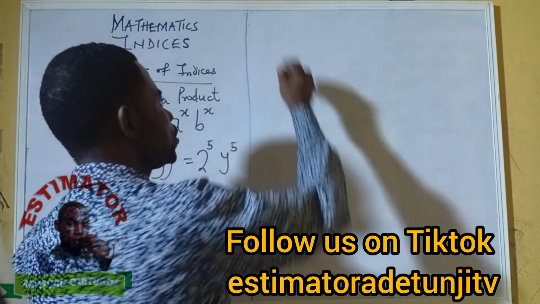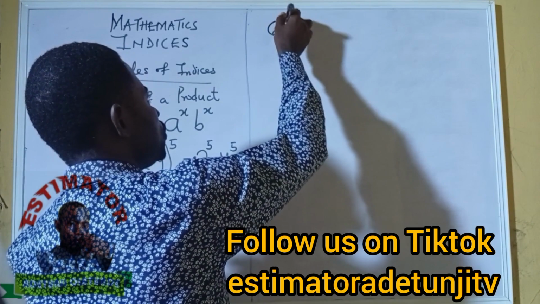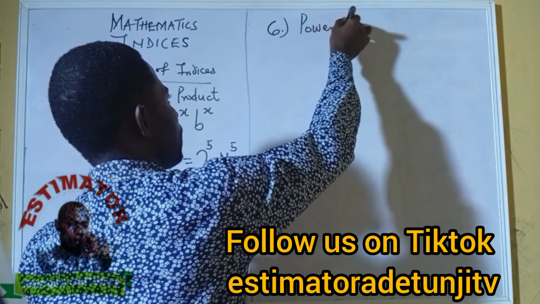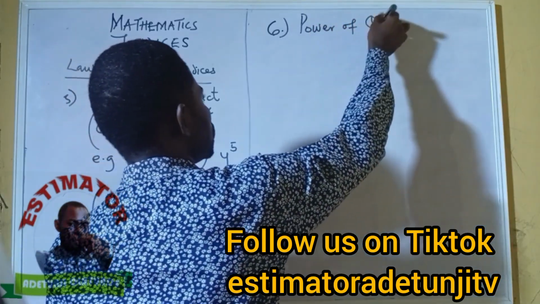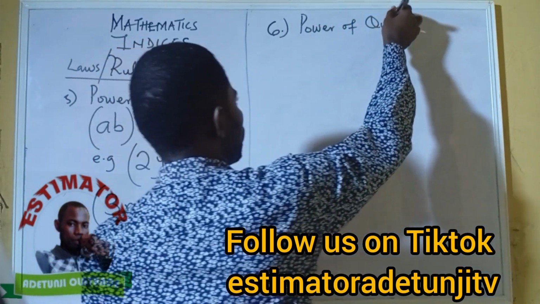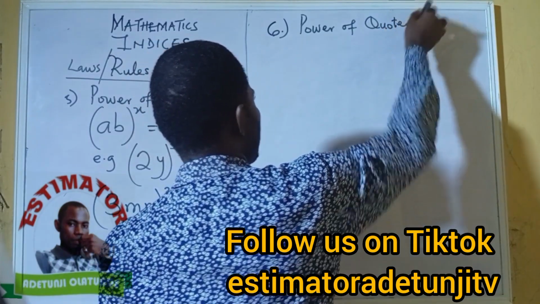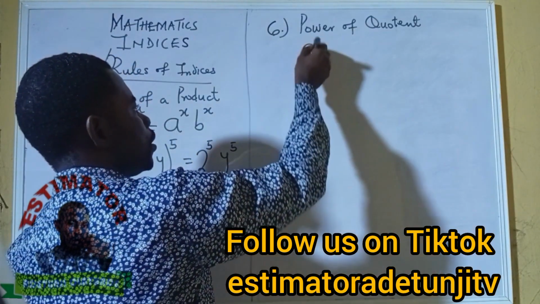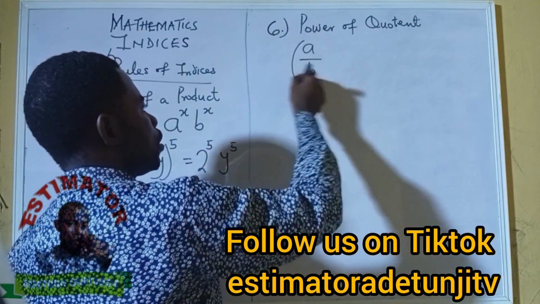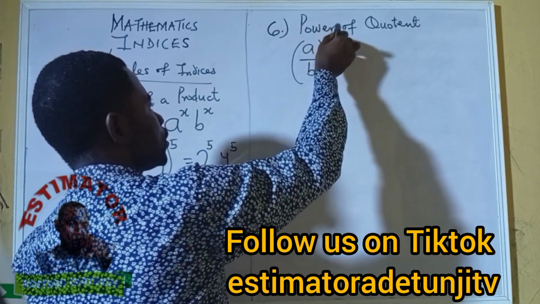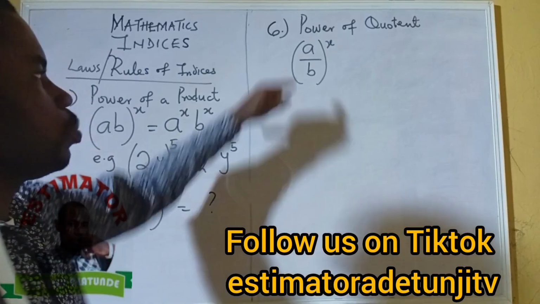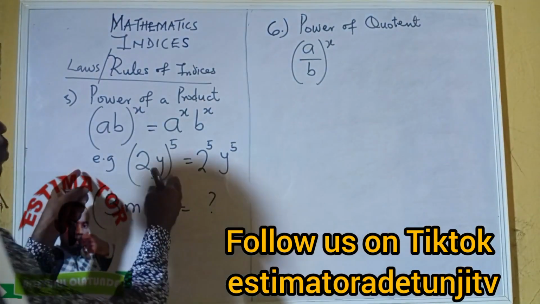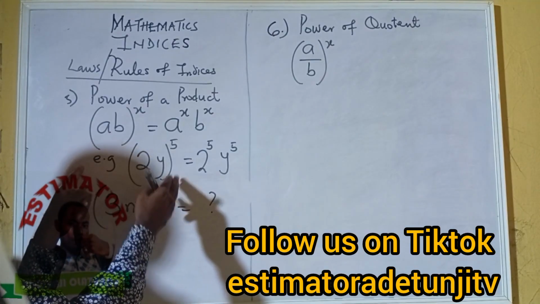Now rule number 6. I call this one power of quotient. If I have A over B all to the power of x, quotient, numerator, denominator, the same way we did the power of a product, the same thing is going to happen.